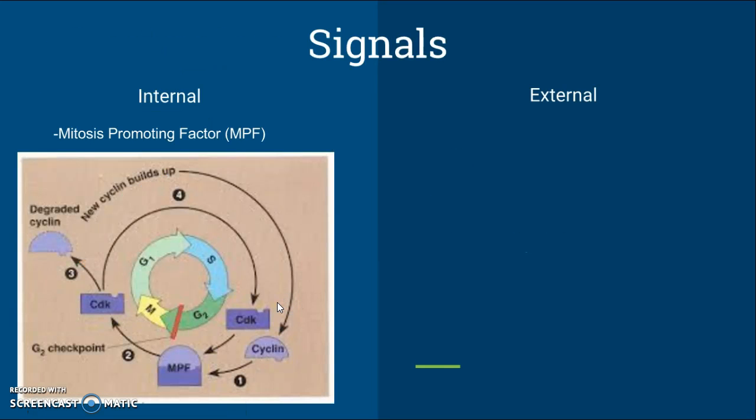The first internal signal is the mitosis promoting factor. This is a specific type of CDK, which we'll talk about later, that works on the cell itself. It has the main job of checking that the DNA replication did not produce any mistakes and if the cell grew enough in G2. If there are no mistakes present within the cell, then MPF will allow the cell to go to the M phase, and will make a copy of itself.